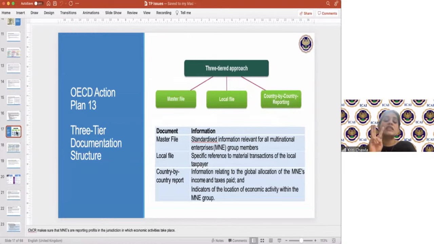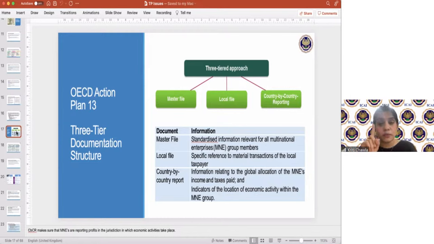OECD came up with a three-tier documentation structure. This is coming from OECD BEPS Action Plan 13. You'll read more about this in the OECD BEPS Action Plans in International Taxation. OECD came up with a resolution to this problem, Action Plan 13, which is a three-tier documentation structure. They said that the moment transfer pricing is applicable to you, you need to maintain three kinds of documentation. There are two that we're already doing in India, but they said that three kinds of documentation are required.